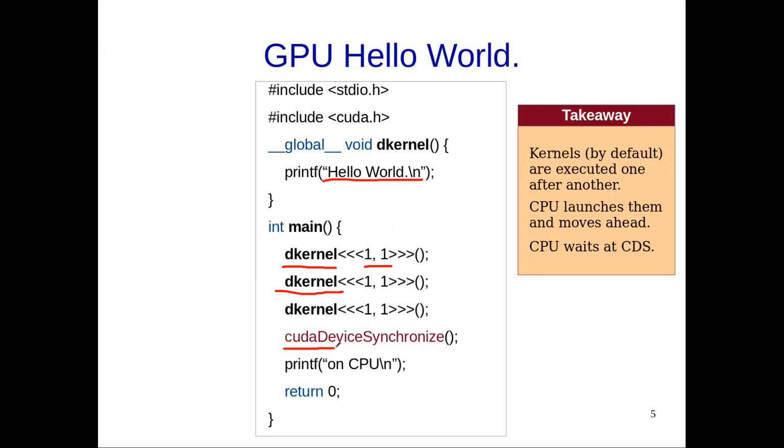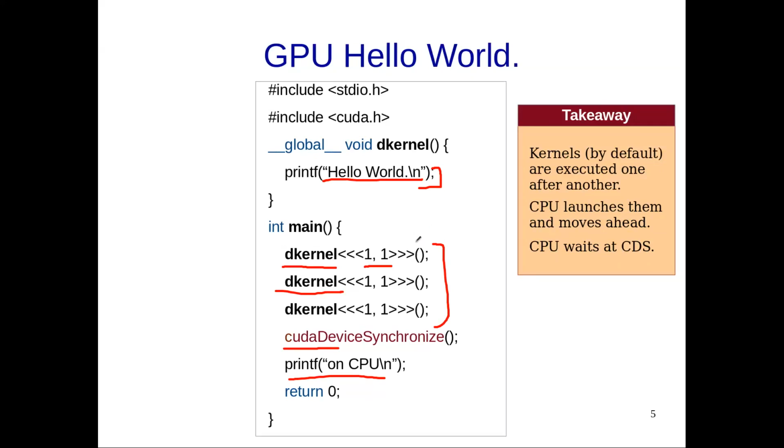And then what does the CPU do? It waits for all the processing on the GPU which was done prior to this CUDA device synchronize, and after that the CPU is going to print on CPU. It so happens that these three can get executed, and therefore you will see three hello worlds getting printed, and only after that on CPU is going to get printed. Okay. But what about the three hello worlds? So let's say that the first kernel would have printed hello world 1, hello world 2, and hello world 3. Suppose for our discussion we assume it to be that way.